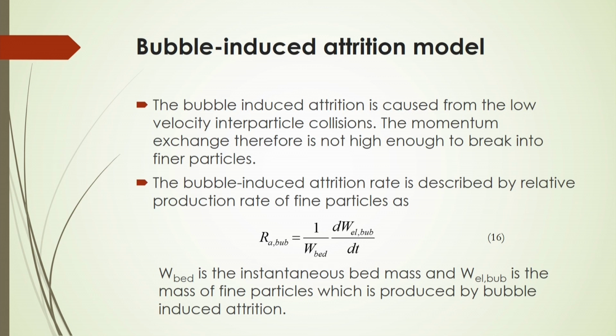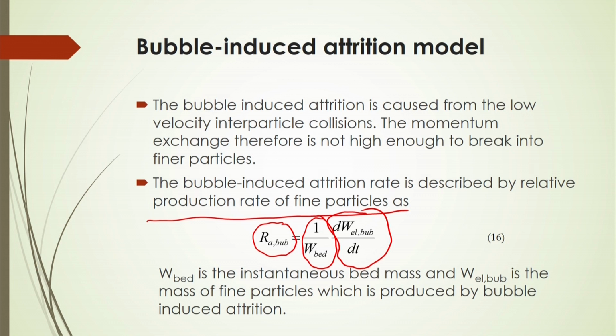Now, as per the bubble induced attrition model, this attrition basically happens because of low velocity interparticle collisions. The momentum exchange is therefore not high enough to break particles into finer ones, and this bubble induced attrition rate is described by the relative production rate of the fine particles. So R_A,bub, bubble induced attrition, is 1 by W_bed times the rate of change of fines due to bubble ejection of the solid particles in the bed.